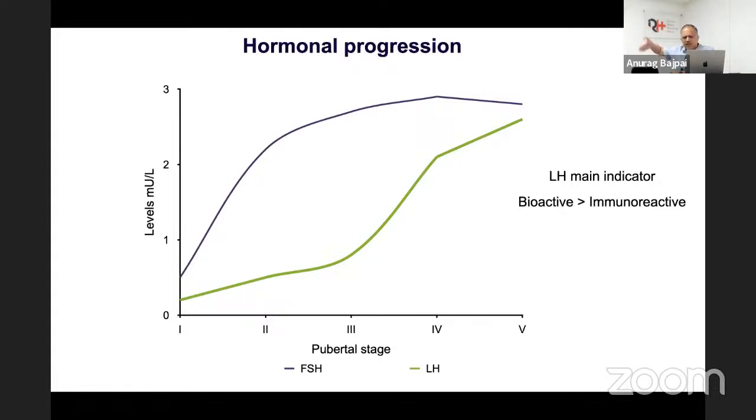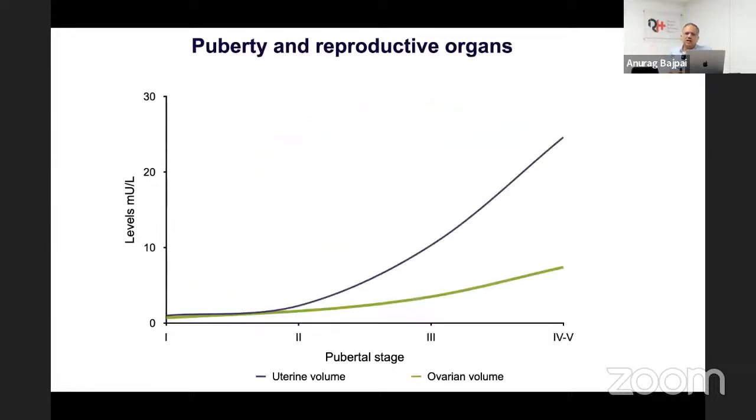The role of the GnRH stimulation test has now come down because of the availability of better assays. Earlier we were using 0.6 as a cutoff, and then often a GnRH stimulation test was required.